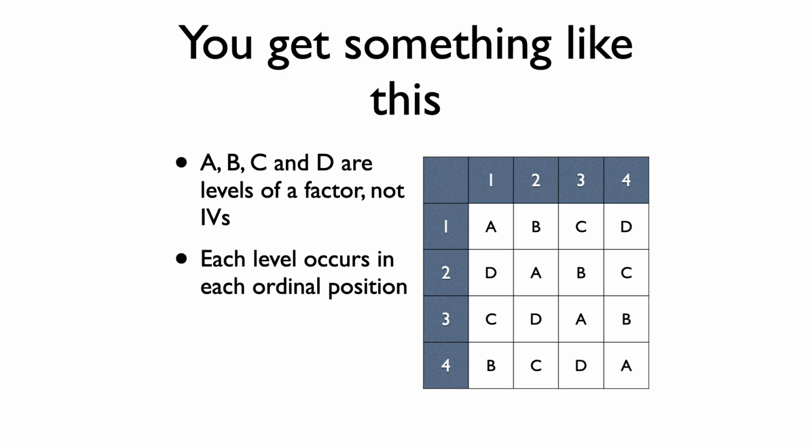Anyway, each level occurs in each ordinal position. You see that? A occurs in position 1, in position 2, in position 3, in position 4. B occurs in position 1, 2, 3, 4, etc. And each row and each column has each level once.